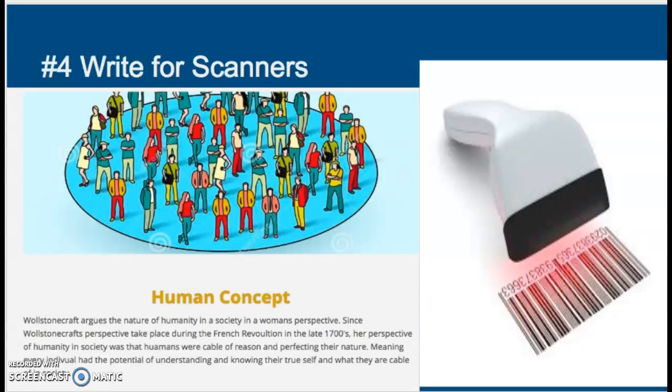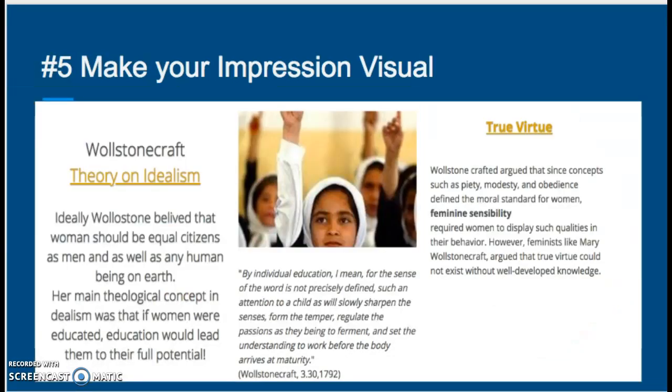Number 4 is write for scanners. As I mentioned before, it's easier just to go quick and easy when it comes to making a web page. Here in this case, this is the human consent concept, and it's a picture of it. When people see visuals and big headings, they will just glance through it, and it's best to have short paragraphs, because the smaller the better for any individual who is just looking for a quick answer. That's usually why we use web pages.